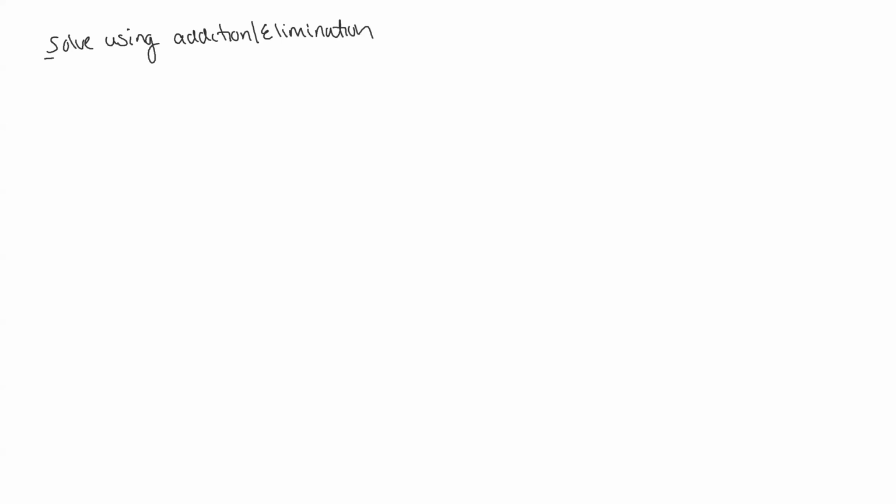And the first example is going to be an easy one. It's going to be one that's already set up where addition is going to work. And then we're going to look at the other 2 where we have to kind of manipulate the equations a little bit more. So for our first system, we have 3x plus 2y equals 14. And then we have 3x minus 2y equals 10.